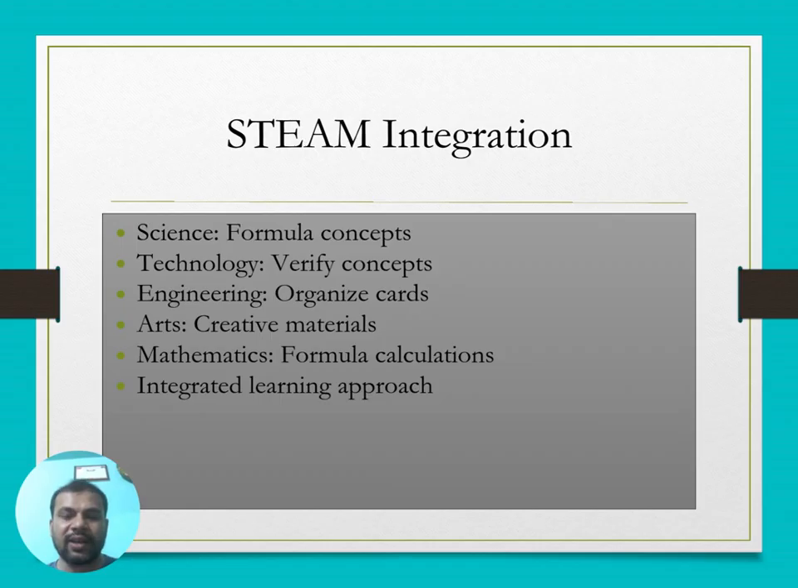Engineering: they organize and arrange the learning materials systematically. Arts: different colors and creative design make the learning attractive. Different cards are used, with different colors. Mathematics: students practice formulas, symbols, calculations, and SI units. All these together, these five disciplines create an engaging and integrated learning experience.